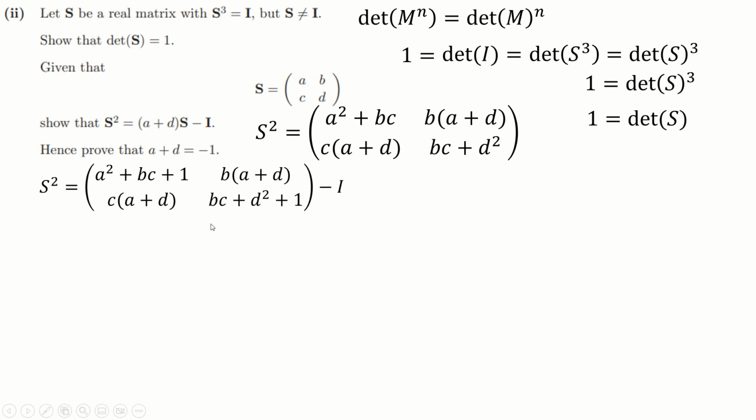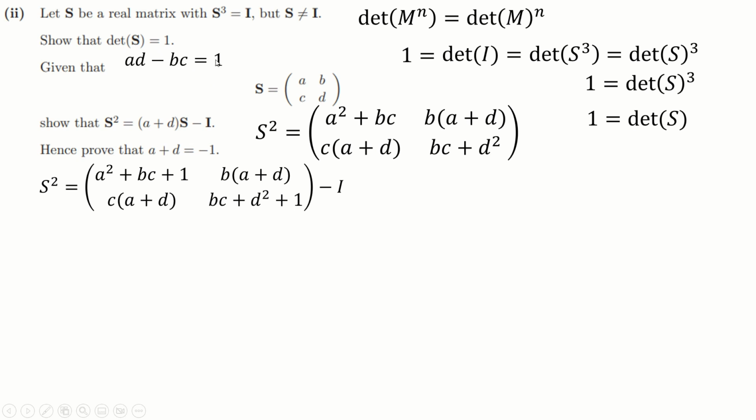And then, where do we go from here? How do we factorize out an A plus D from this thing here and just leave behind an S? How are we going to get rid of these 1s and this BC and this BC? Remember, step asks you to do this. Det of S is 1. Determinant of S is AD minus BC. There's a BC, there's a 1. That could be very useful, couldn't it?